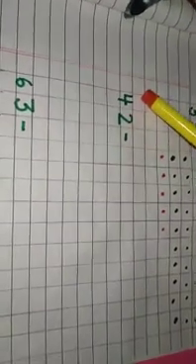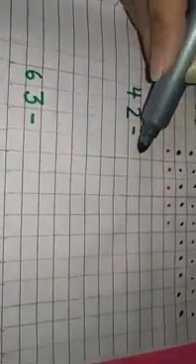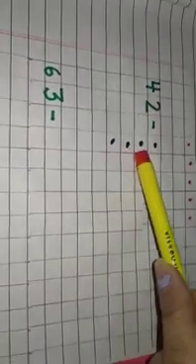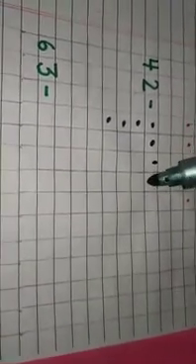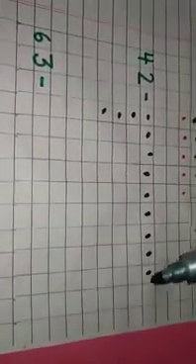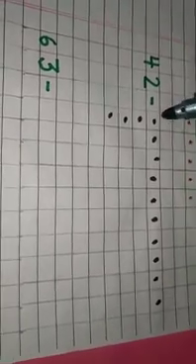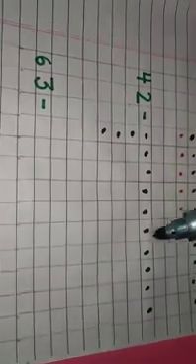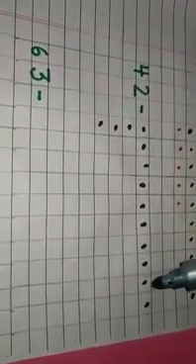Similarly, the next number is 42. The first number is 4, so again we are going to make 4 dots vertically to make the bundles. And then let's make the 10 bundles in the first line. So this is 1, 2, 3, 4, 5, 6, 7, 8, 9, 10. Let's recheck: 1, 2, 3, 4, 5, 6, 7, 8, 9, 10.